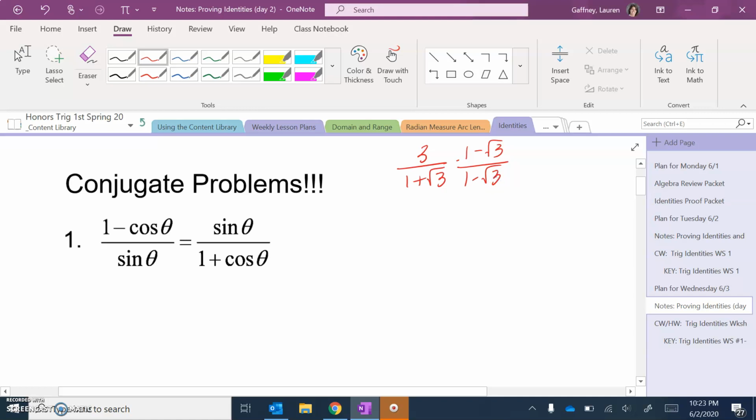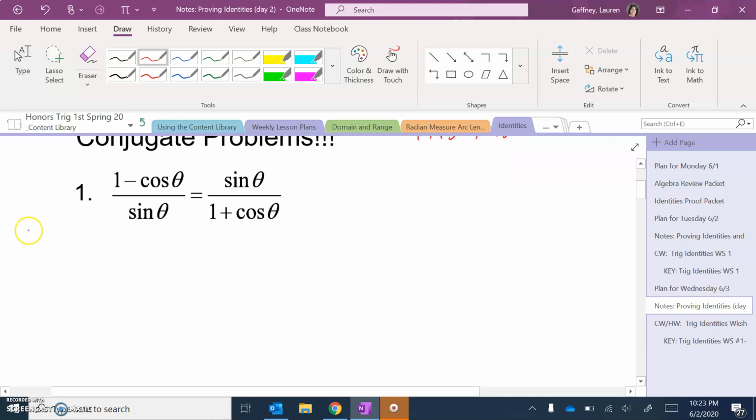Okay, so when we look at this first example, I actually, for once, am going to deal with the right-hand side. You could deal with the left-hand side, and I can show you both ways, but I'm going to show you dealing with the right-hand side. So I'm going to start with sine theta over 1 plus cosine theta. So the conjugate of that would be 1 minus cosine theta on top and bottom.